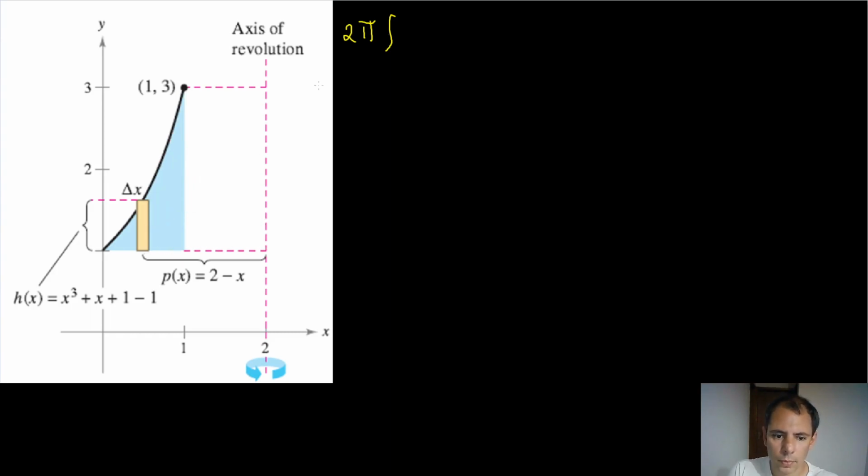So, which is going to be what? 2 minus x times this function, which is x cubed plus x plus 1 minus 1, so it's just x cubed plus x, dx. And we're going to be integrating from x equals 0 all the way to x equals 1. Okay, so I'm going to do this thing here first.